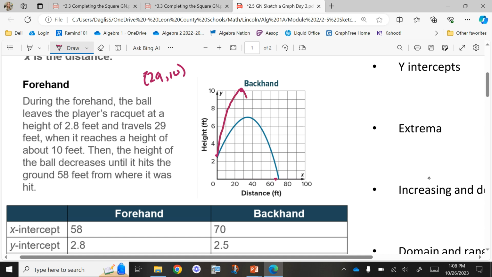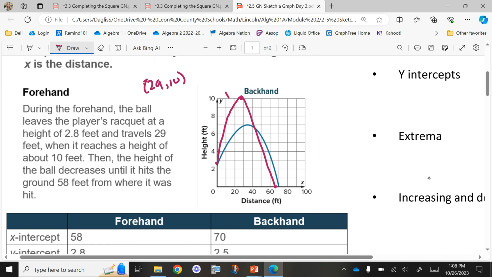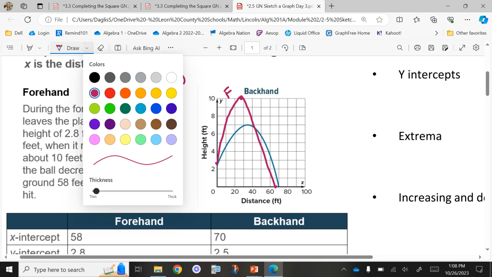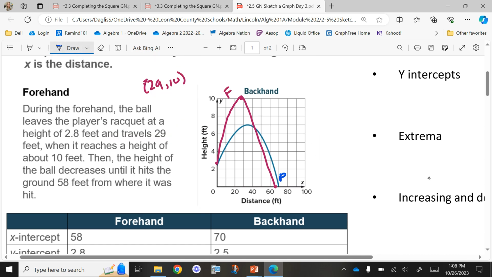All right, so it goes up here, and then it goes down. So my purple here, and I know you don't have different colors, so what's already there, you can label with a B for backhand. And then the purple that I'm putting on here, I'll label as F for forehand.